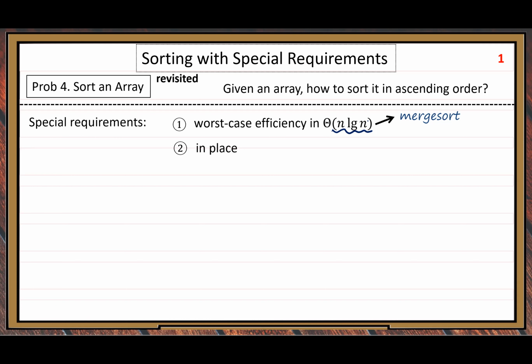In place, let me review the meaning of this. Here it means an in place algorithm, not in place elements. Frequently we use that meaning: when an array is sorted, all the elements in that array are in place. But here we do not use that meaning. Here we are talking about whether an algorithm is in place. So what's the meaning of that? An algorithm is in place means the extra space used. Remember last time for the quick sort, the extra space.